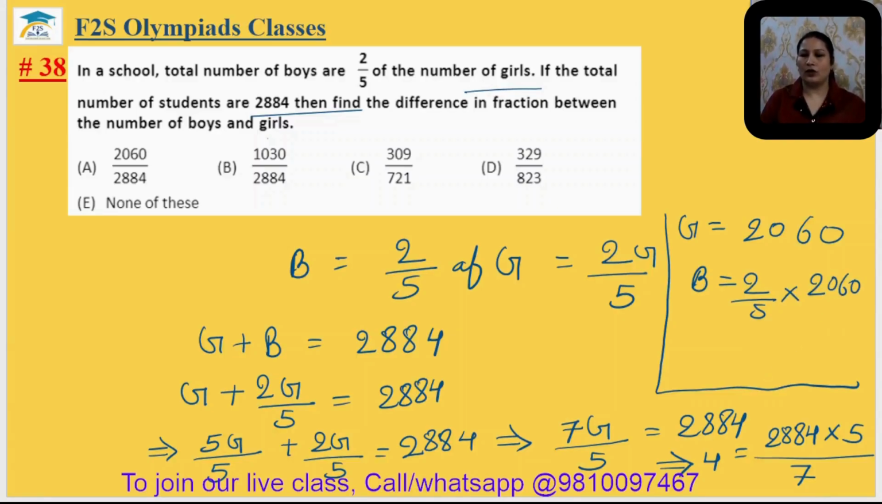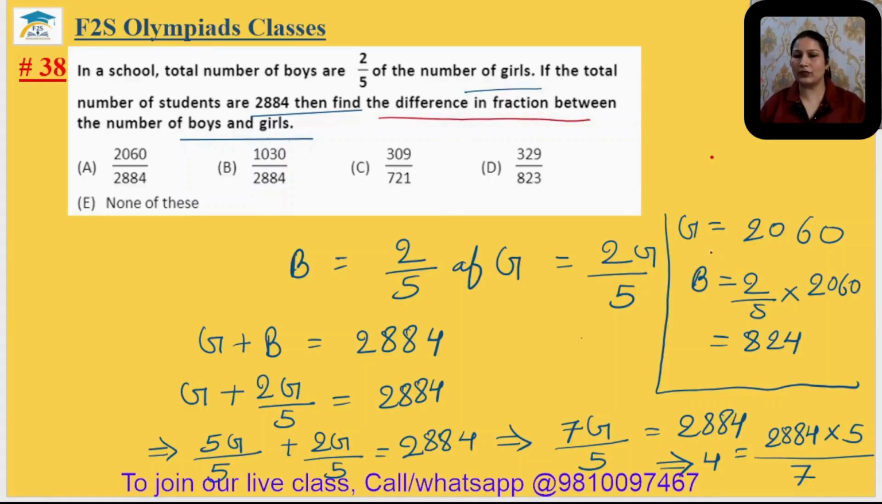2060. Okay, so 2060 multiply by 2 and then divide by 5. So you will get 824. B equal to 824. Number of boys 824. Number of girls 2060. We have now to find the difference in fraction between the number of boys and the number of girls.